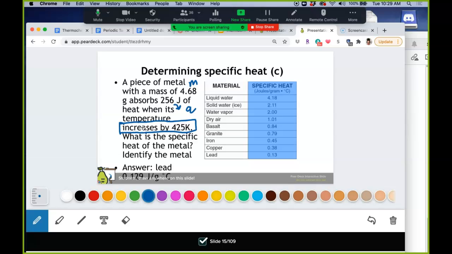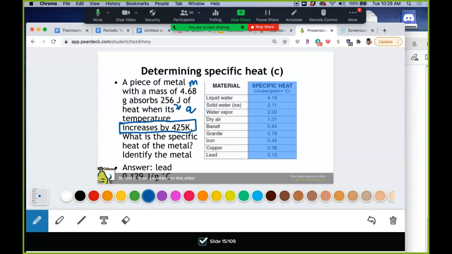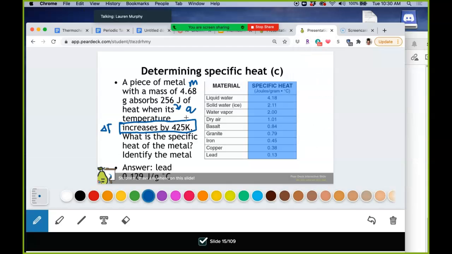Notice you don't see a final temperature and an initial temperature. So what is this meaning? Increases by would be the same thing as changes by, decreases by. I mean, I know this is increasing, decreases by. This is your delta T. You don't even have to calculate delta T. They are giving it to you in this wording. Good job, guys. So you have M, you have Q, you have delta T.